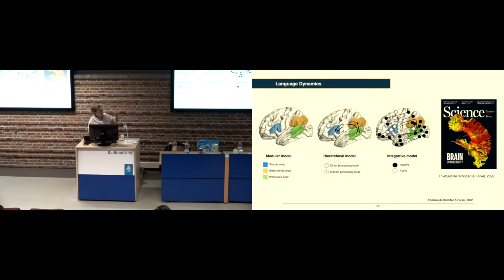Moving on to the hierarchical model where things are connected, but they're connected in an order. So if we think about the conduction aphasia patient again, then for repetition you first have to hear and comprehend and then send the information forward to articulate. So that's a hierarchical model. And that can be direct or indirect. But then the video that I've just shown you looks more like the integrative model, where you have different parts that become activated and deactivated across time depending on their need.